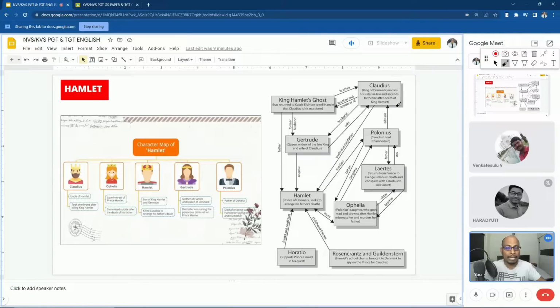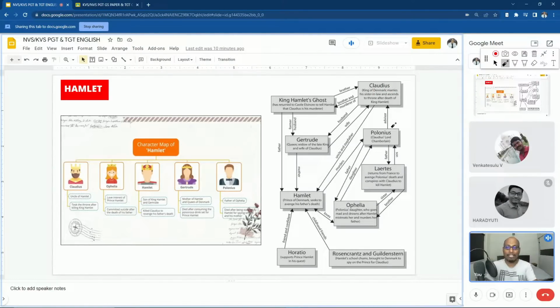Another character is Claudius. Who is Claudius? He is the brother of King Hamlet and he is the murderer of King Hamlet, Father Hamlet. King of Denmark, he marries his sister-in-law and ascends to the throne after the death of King Hamlet. That means in the examination they may ask you a tricky question: whom did Claudius marry? And they will not give you the name Gertrude. They will give you sister-in-law, daughter-in-law, and then three or four options. So who is actually Gertrude to Claudius? She is sister-in-law.